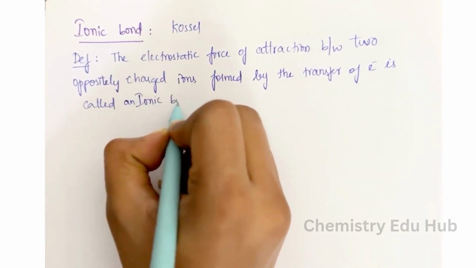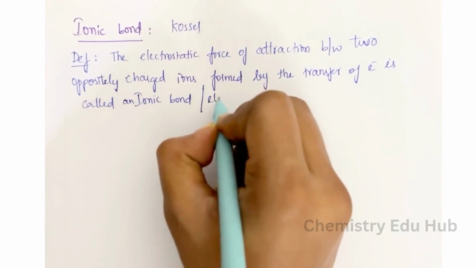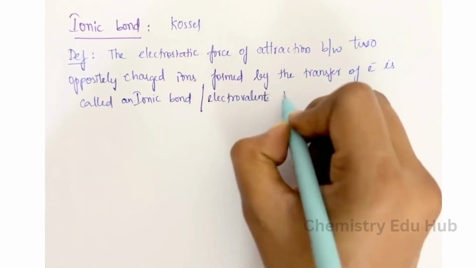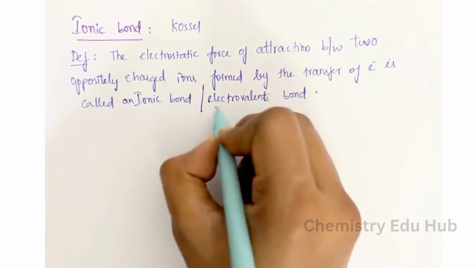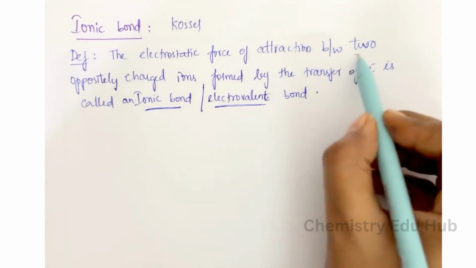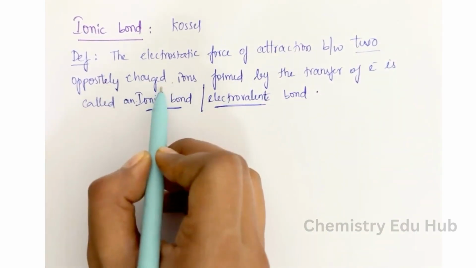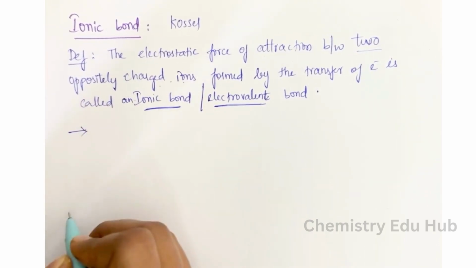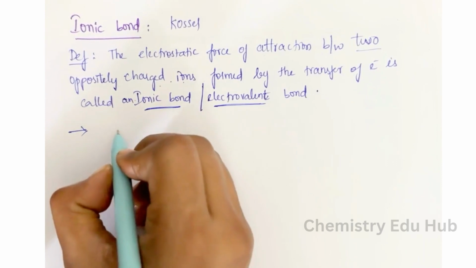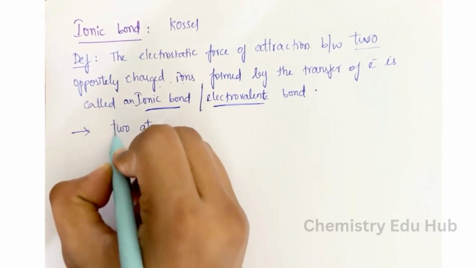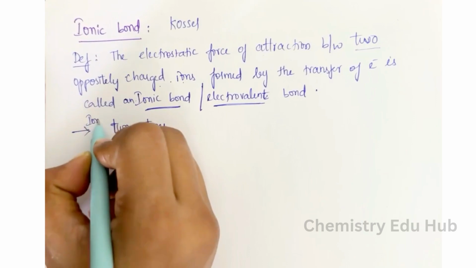Ionic bond is also called an electrovalent bond because the valency in this bond is called electrovalency. So the definition is the electrostatic force of attraction between two oppositely charged ions, one positive and the other negative. So when do we expect this electrovalent bond or ionic bond? When two atoms are there, an ionic bond is formed between the two atoms.